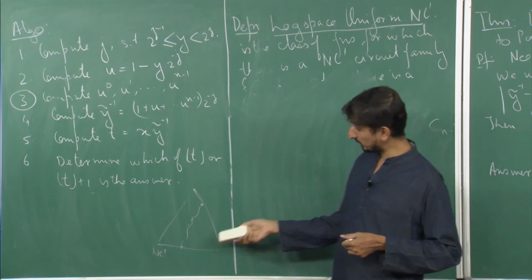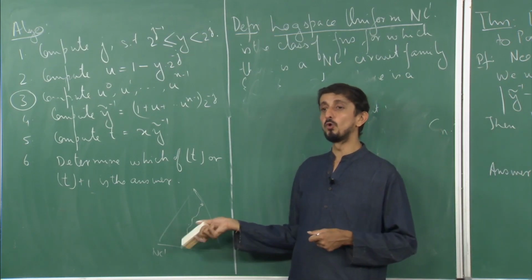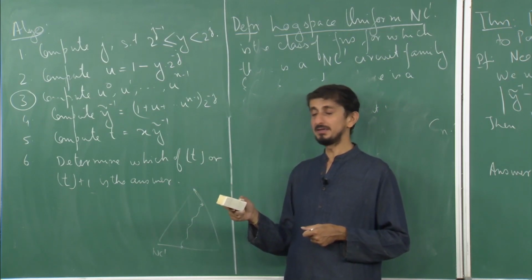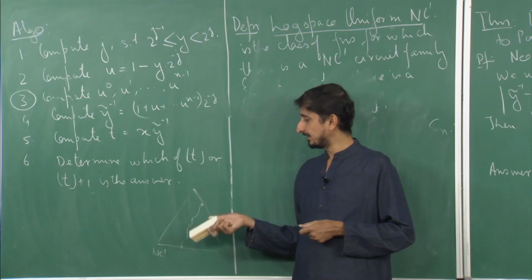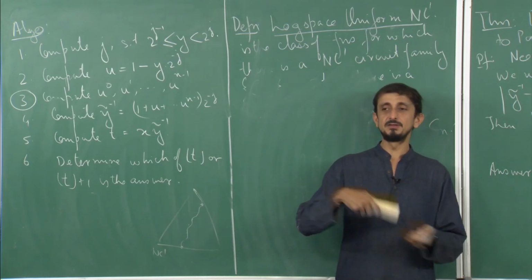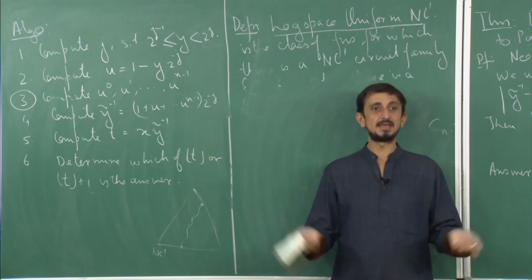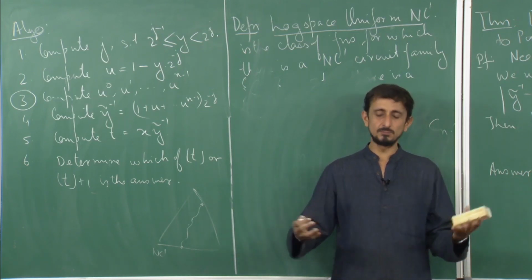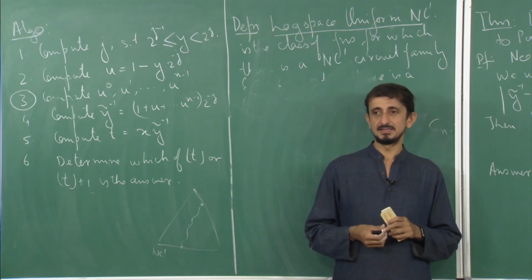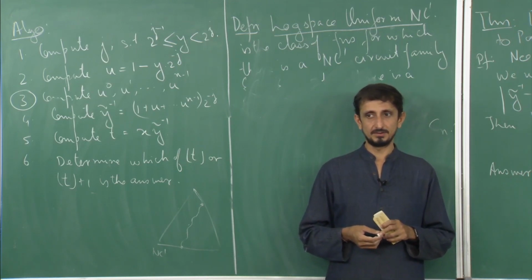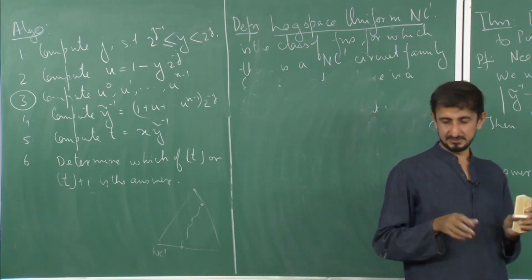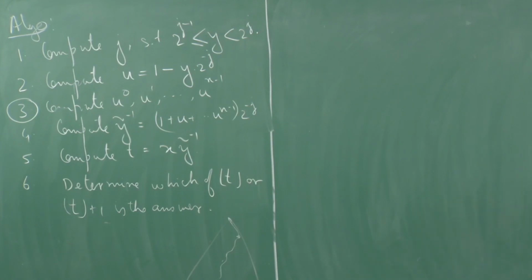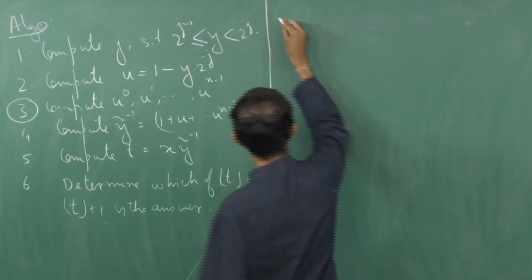In fact, this result was due to Cook. This was a result in one of his earlier papers, where he showed that if you have a function f NC1 reducing to G and G is NC1, then f also is NC1. So basically the class NC1 is closed under NC1 reducibility. So we have shown this theorem. Let us move to the next result.